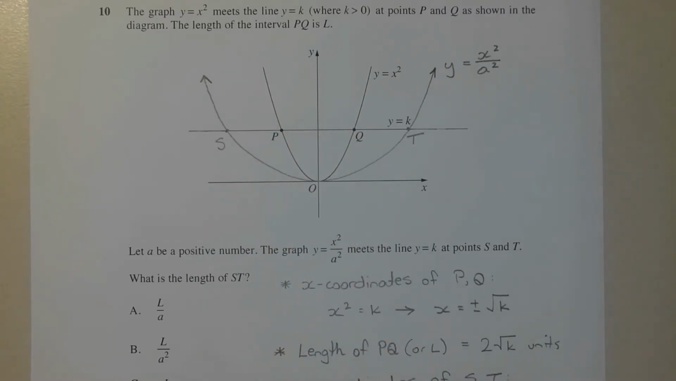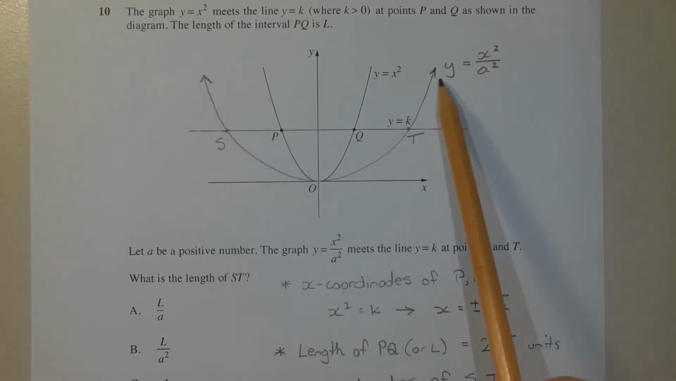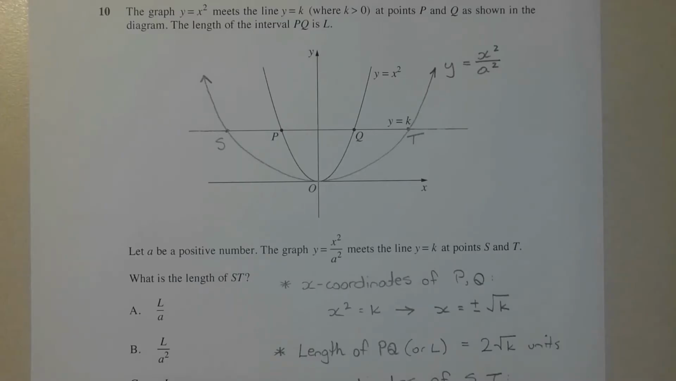Now it helps to know that the parabola y equals x squared and the parabola y equals x squared over a squared are both even functions. So if we get the x-coordinate of one point, then we've found the x-coordinate of the other point, which is a reflection of the original point in the y-axis.